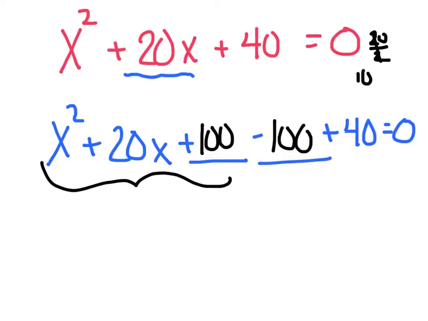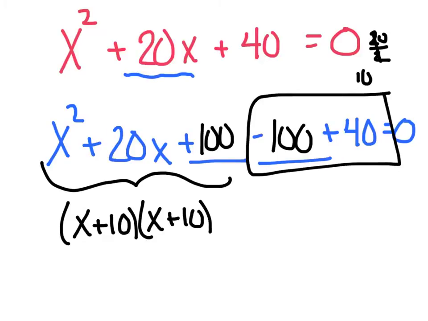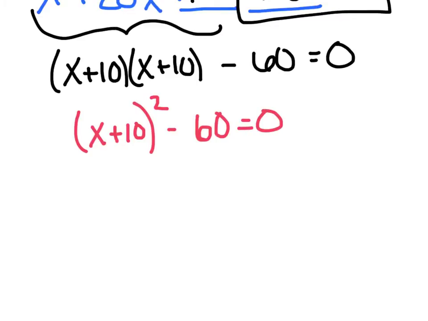Okay, these first 3 terms should factor real nicely. x plus 10 and x plus 10. Add the next 2 terms. That gets me a negative 60 equals 0. So I can really say I have the quantity x plus 10 squared minus 60 equals 0. So you've completed the square.